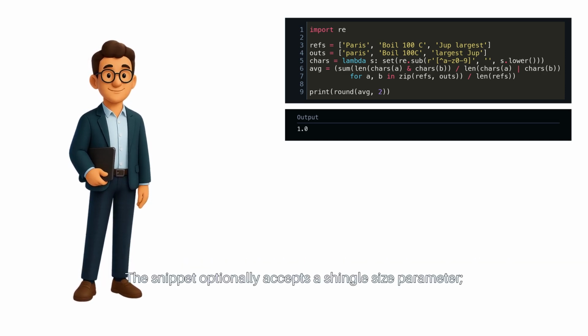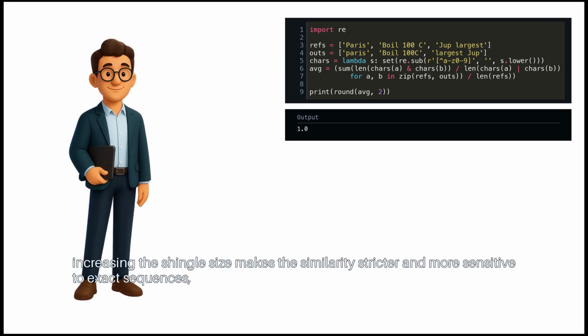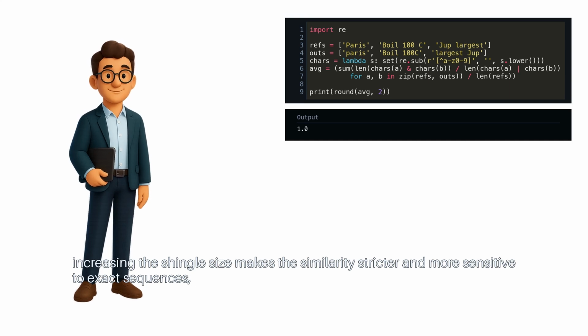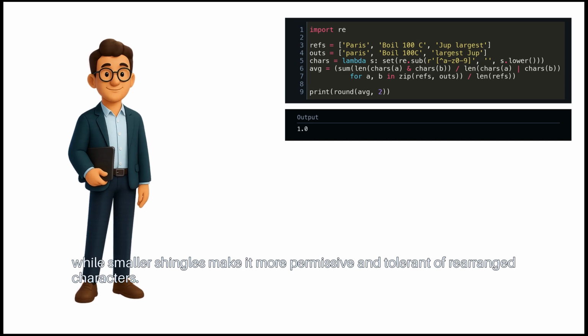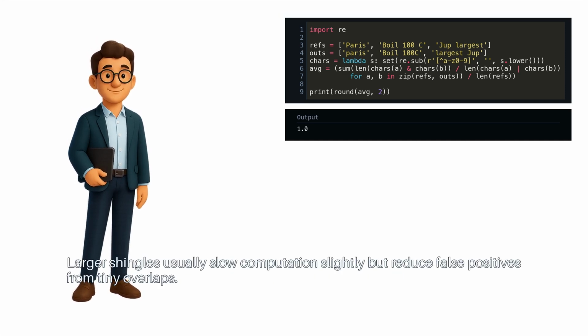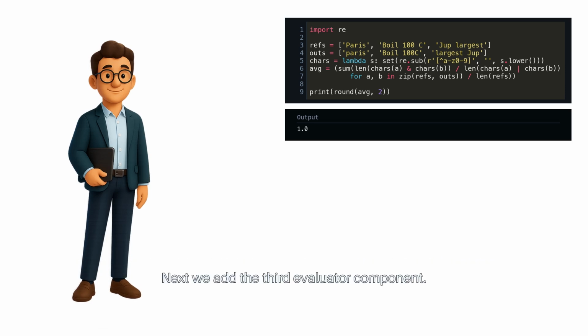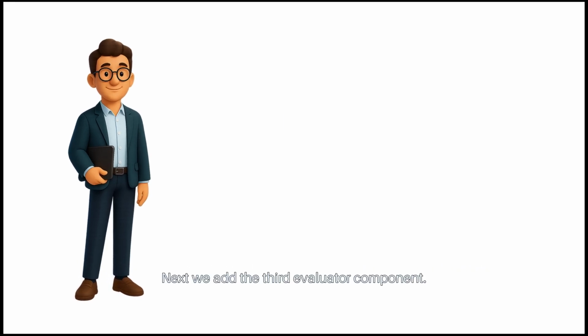The snippet optionally accepts a shingle size parameter. Increasing the shingle size makes the similarity stricter and more sensitive to exact sequences, while smaller shingles make it more permissive and tolerant of rearranged characters. Larger shingles usually slow computation slightly, but reduce false positives from tiny overlaps. Next, we add the third evaluator component.